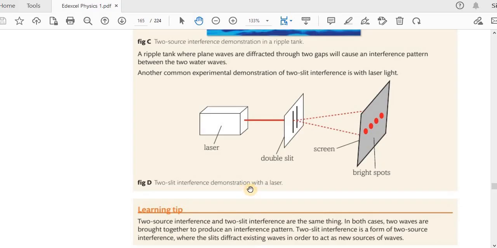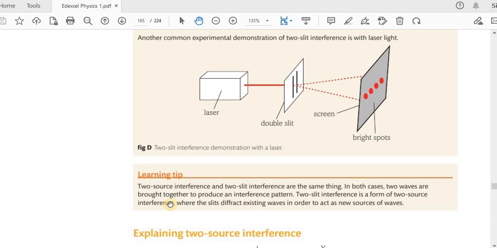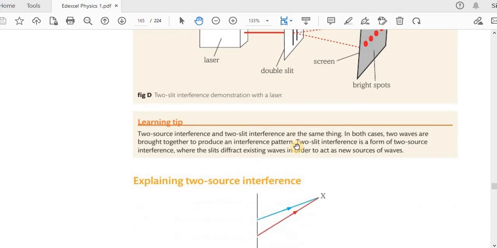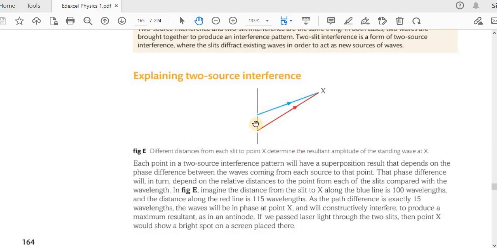Two source interference and two slit interference are the same thing. In both cases, two waves are brought together to produce an interference pattern. Two slit interference is a form of two source interference, where slits diffract existing waves in order to act as new sources of waves. So here it's like a new source of waves, here also it's like a new source of waves. Okay, so you can see the slits here and here. These are the two slits.